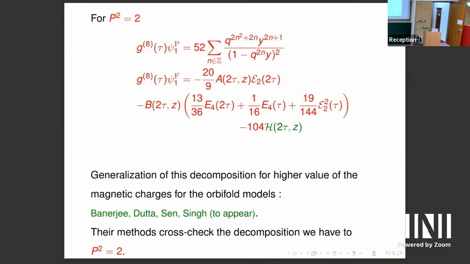And recently, I just spoke to Ashok a few weeks ago, and they have been doing this for higher levels of magnetic charge. And they say that they have a general method, and they have cross-checked with our expressions earlier, and it agrees. It'll come soon. I think he was saying that they will put it out soon.